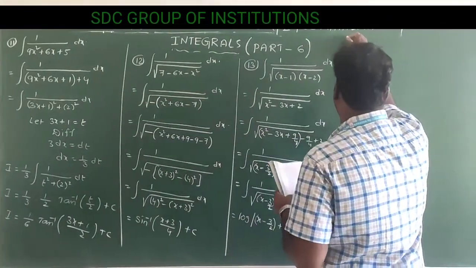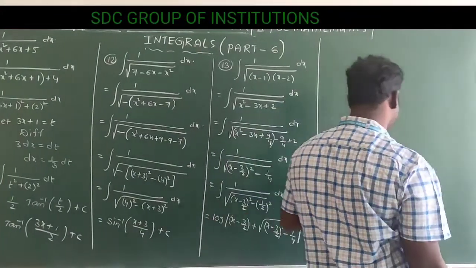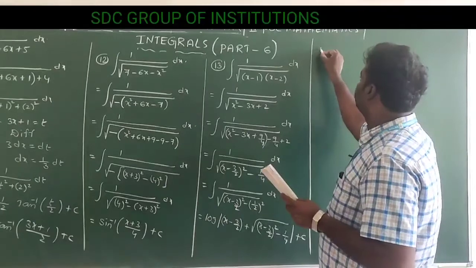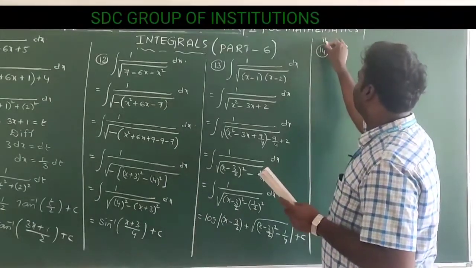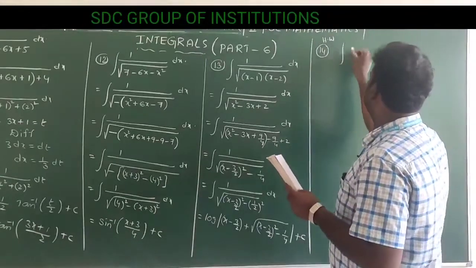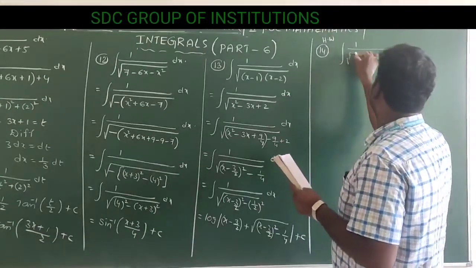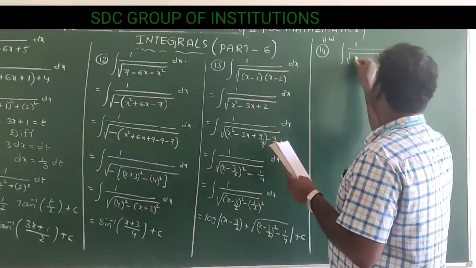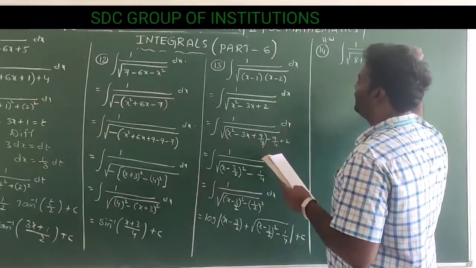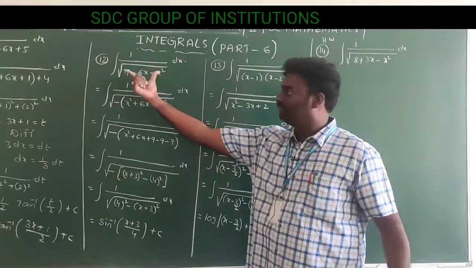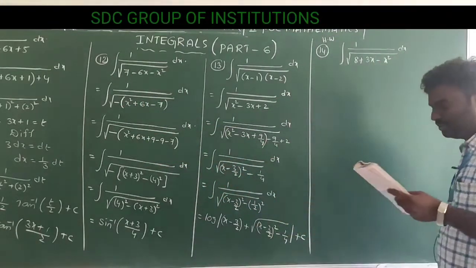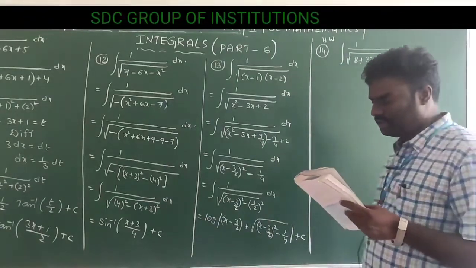Next, 14th question. I am giving homework. This is type 2. To try this, evaluate integral 1 by under root of 8 plus 3x minus x square dx. Same model. You can take minus common, add one value, subtract one value, same model you need to do. So this is 14th question.